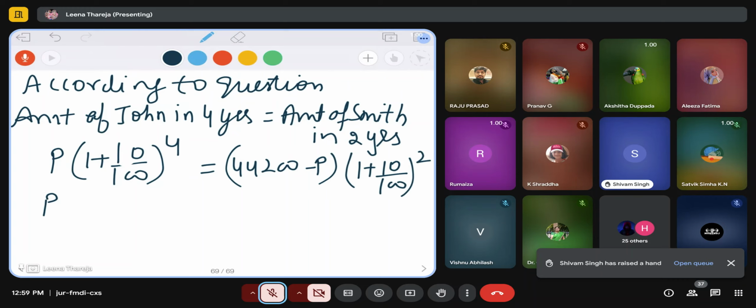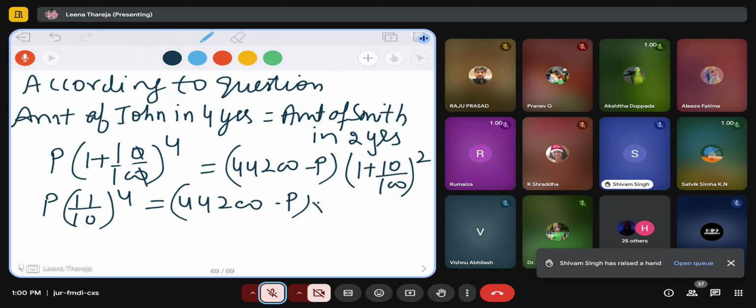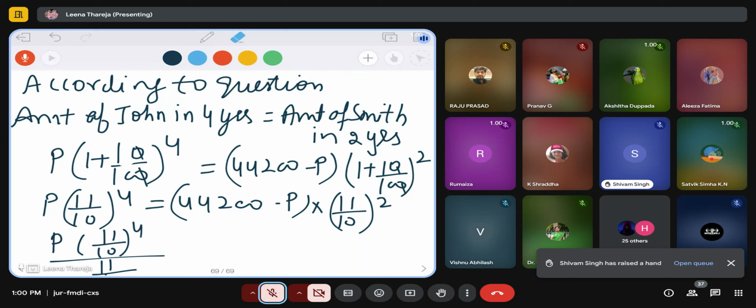Yes, ma'am. P, now this you can cancel. 1 plus 1 by 10, which will be 11 by 10 whole power 4. 44,200 minus P. Here also you get 11 by 10, but raised to power 2. Now this is 11 by 10 raised to power 4. Now this is in multiplication. I am bringing it down. Just see properly. 11 by 10, I am bringing it down, the whole power 2, which is there on the right hand side.